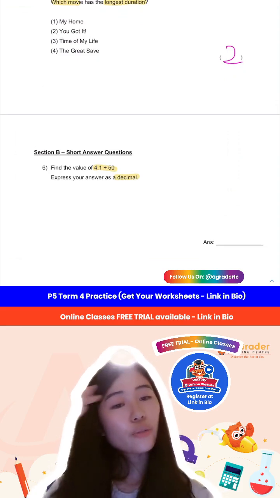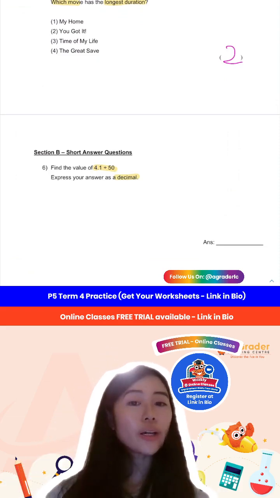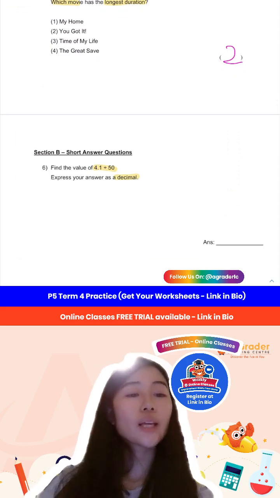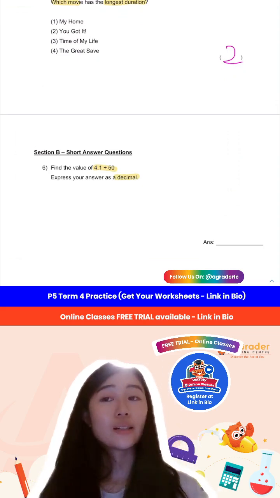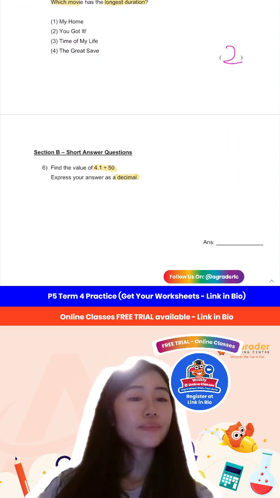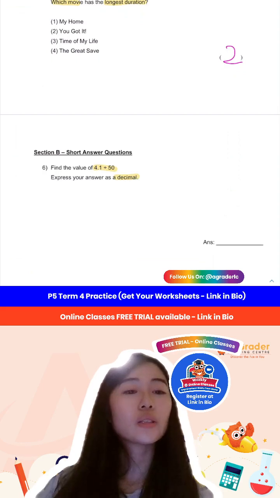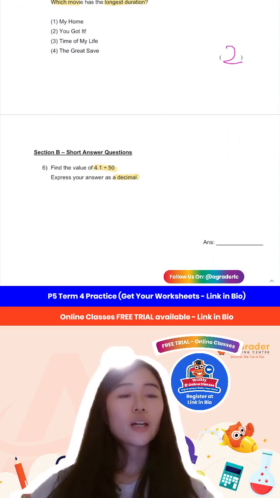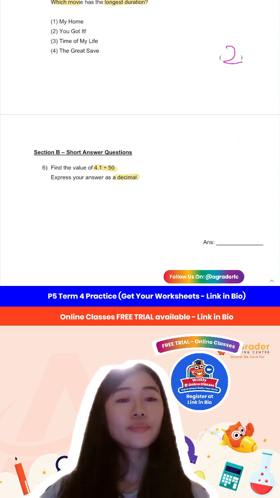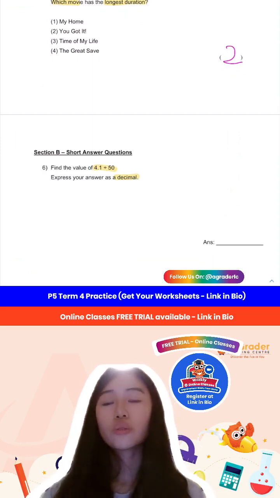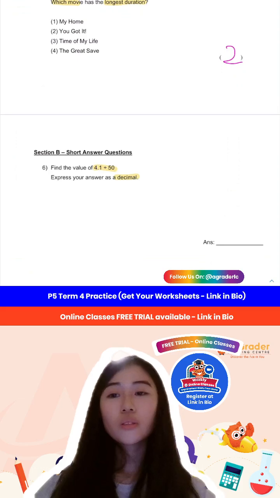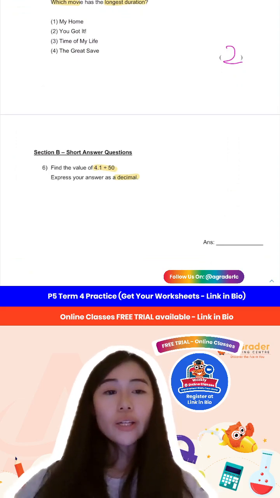You can try it out first. You cannot use a calculator because this is section B. So this is not a problem sum, right? You've got to do manual calculation for this. I'll give you 1 minute, since you need to do some calculations.